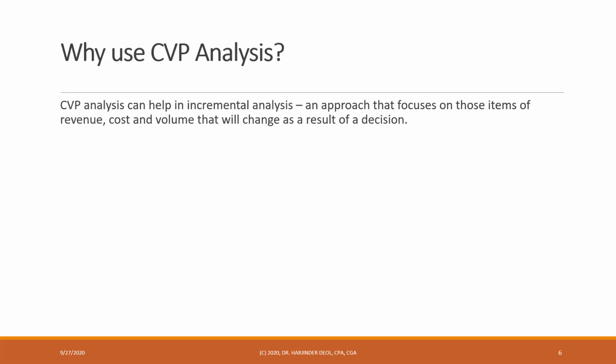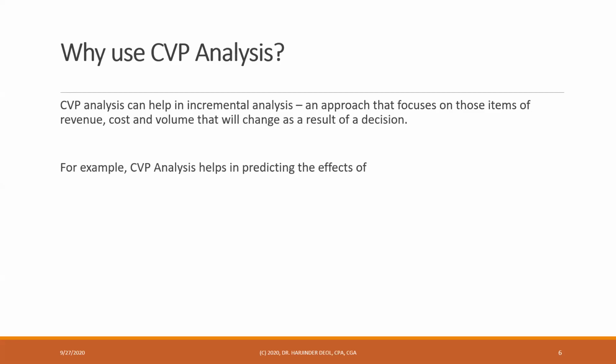So why use the CVP analysis to begin with? CVP analysis, or the cost volume profit analysis, can help in incremental analysis. That is an approach that focuses on those items of revenue, cost, and volumes that will change as a result of decision. So the whole idea is to understand these variables and effect of any change on the bottom line before those decisions are made to make the changes.